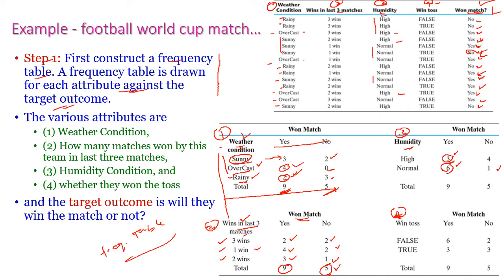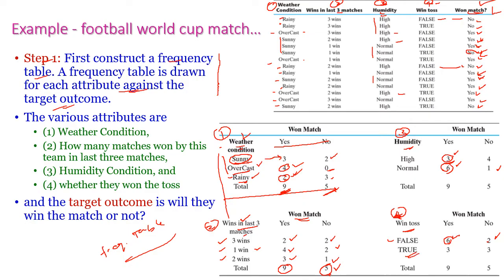Okay, likewise we need to compute win the toss, true or false, also. For win the toss false, 6 records come under yes and 2 records come under no. False no, false no, and this is another false. So 2 records on the no side and all the other falses are on the yes side.